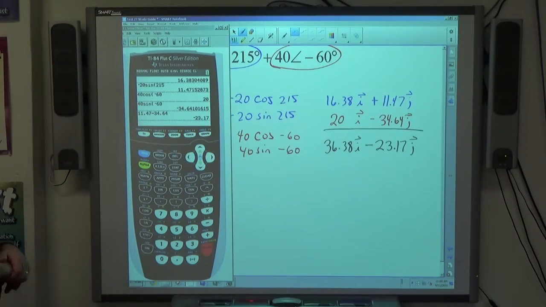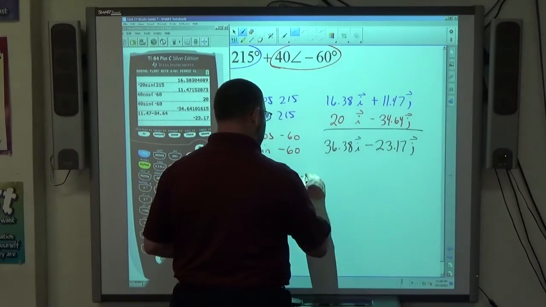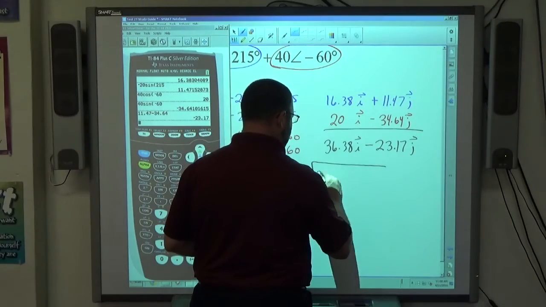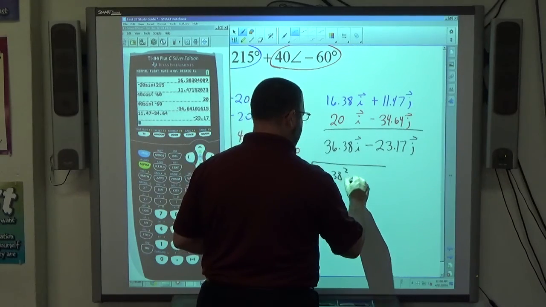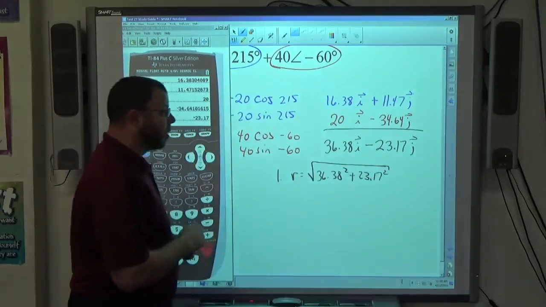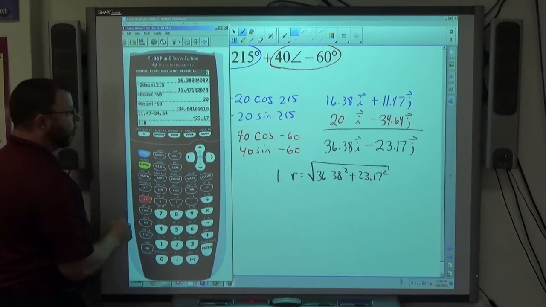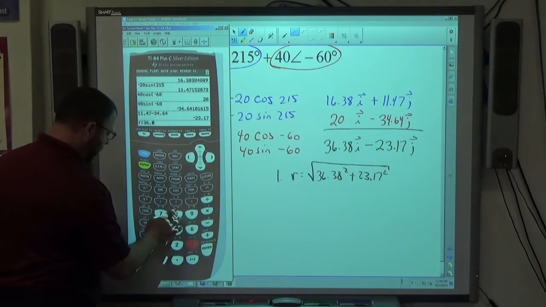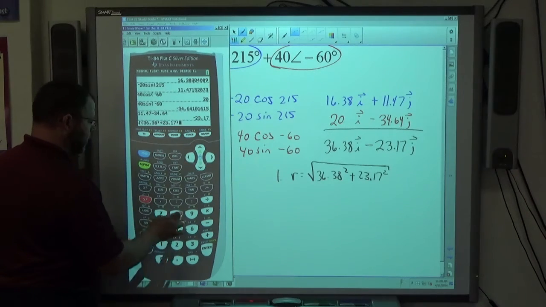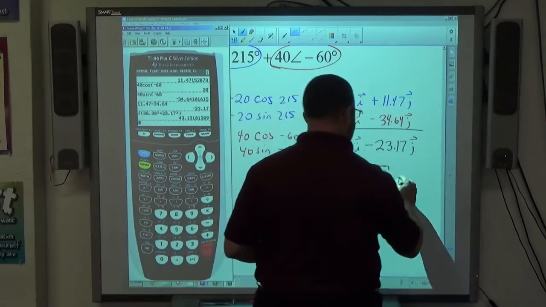To get full credit, you have to go back to polar form. So 3 steps of polar form. Step 1, the magnitude is going to be the square root of the square of these objects. So 36.38 squared plus 23.17 squared. Squaring creates positives 100% of the time, so ignore minus signs in that step. So square root of (36.38 squared plus 23.17 squared) equals 43.13.